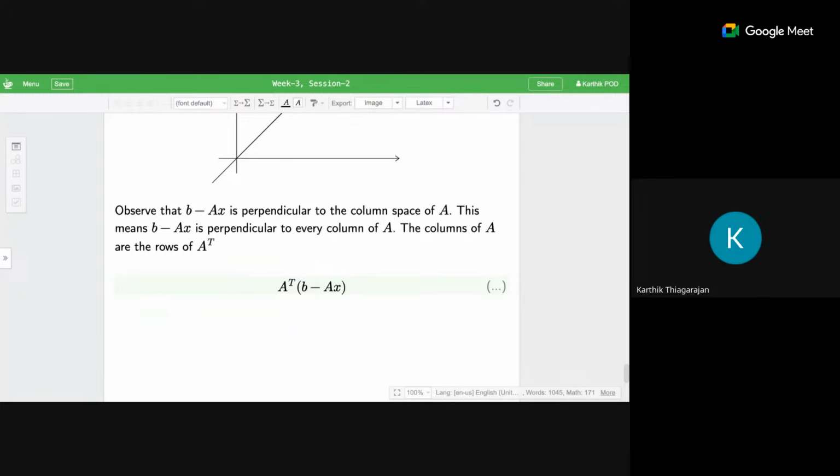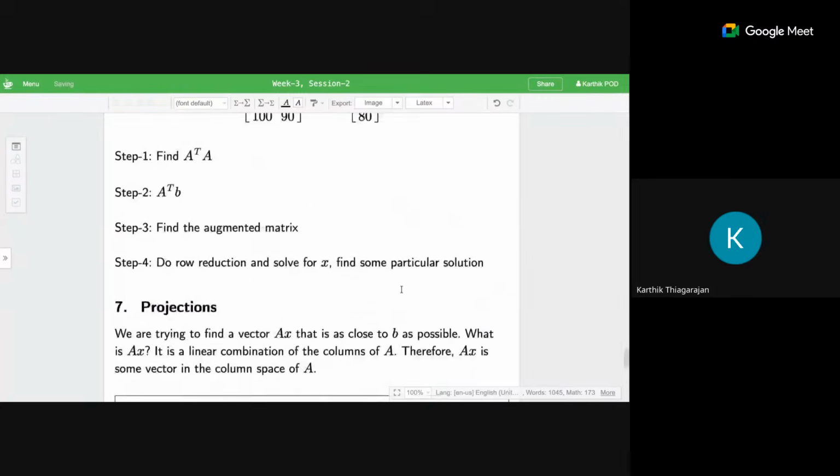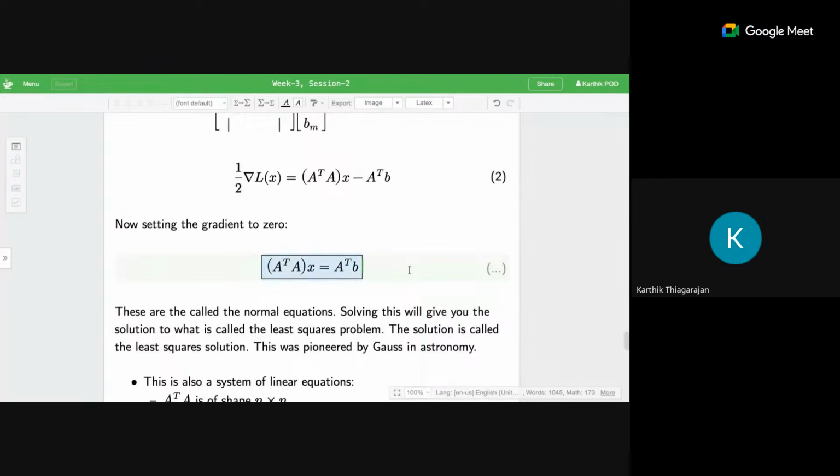Remember, this is the first row dot product with b minus Ax, second row dot product with b minus Ax, and so on and so forth. So this entire thing is equal to 0. Is this 0 a scalar or a vector? It's a vector, right? So now if you expand this, you get A transpose b equal to A transpose Ax. In fact, if you rearrange this, what you get is A transpose Ax equal to A transpose b. This is nothing but the equation that we obtained here.